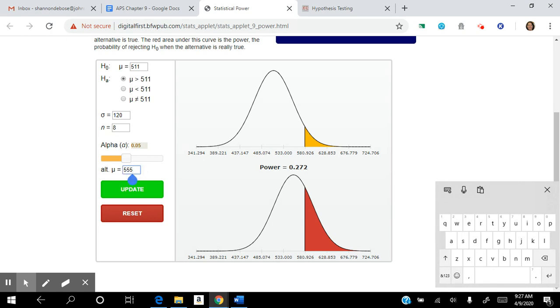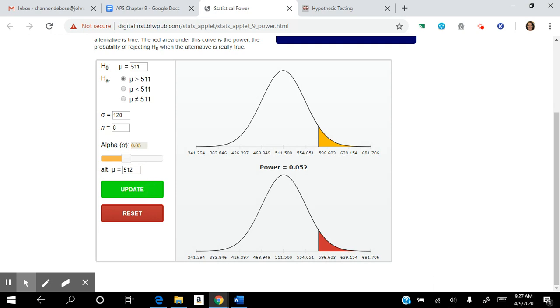So it would make sense that 555 is so far away from 511 that the likelihood of it actually happening by chance alone should be kind of slim, which means that we should make our decision to reject the null correctly. Now, what happens if I change my mu to a number that's closer to 511? Let's do 512. See what happens to your power.